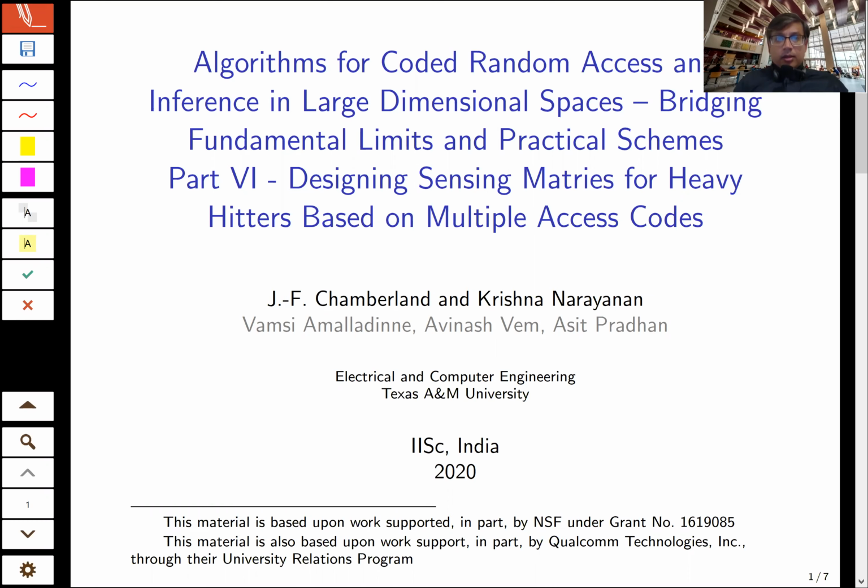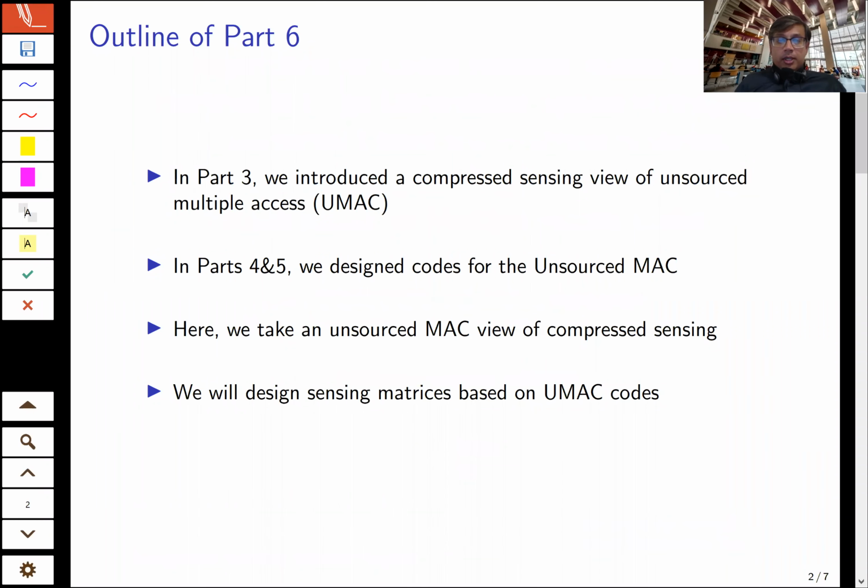And what I intend to do in this part is to talk a little bit about how codes that are designed for multiple access can be used for solving compressed sensing problems.